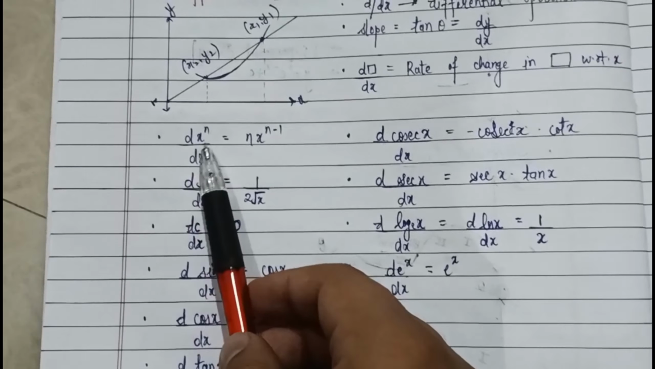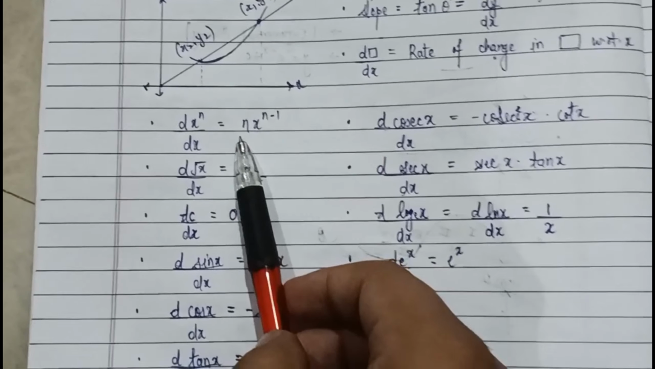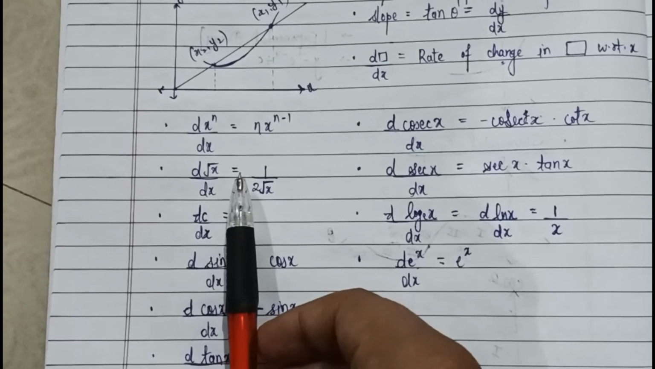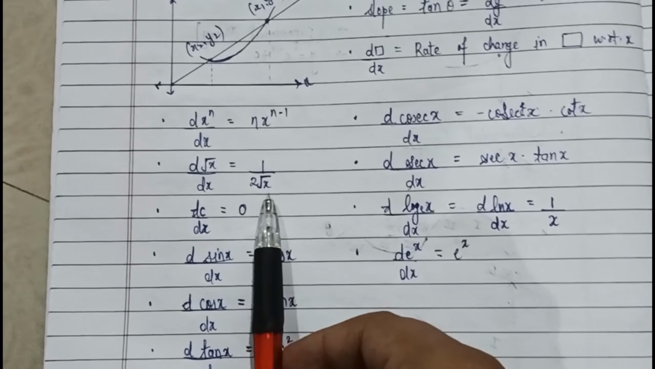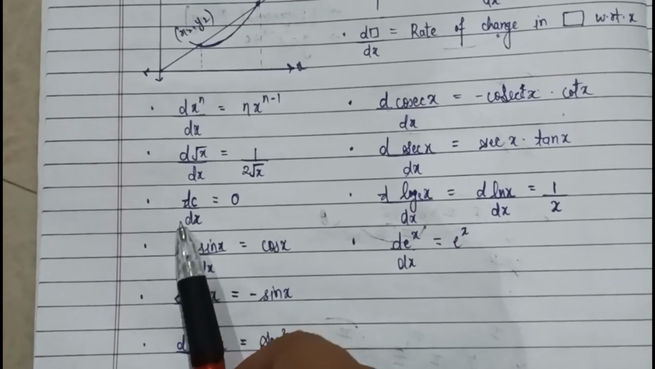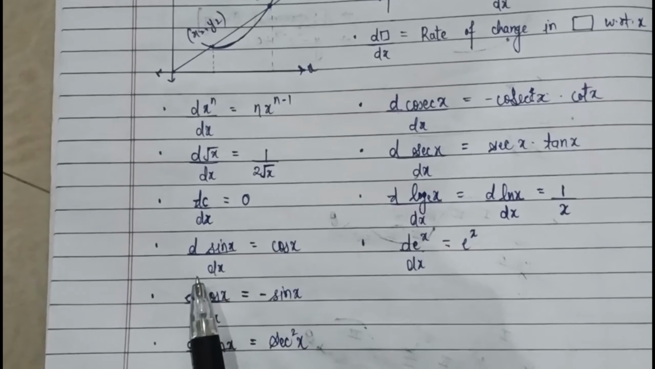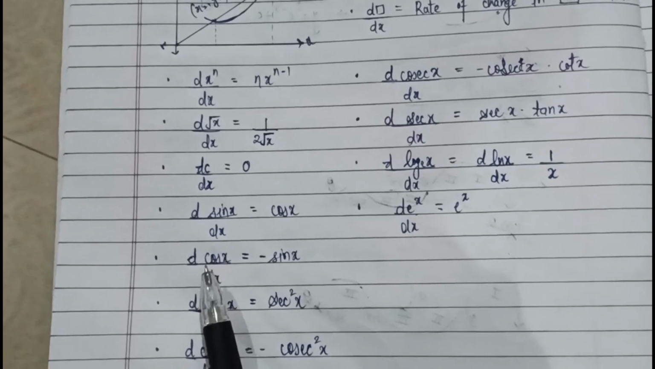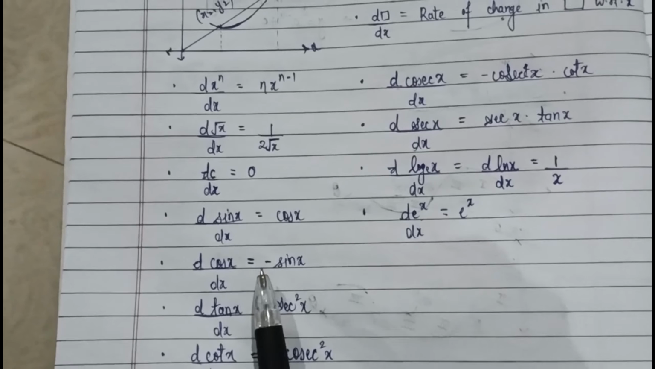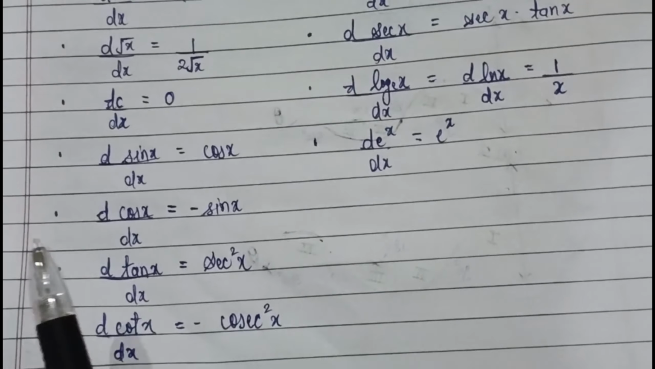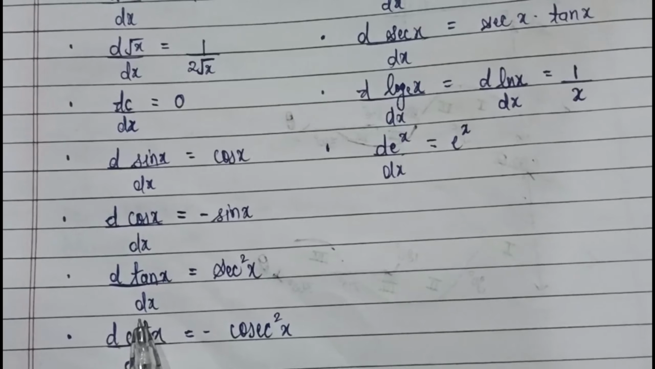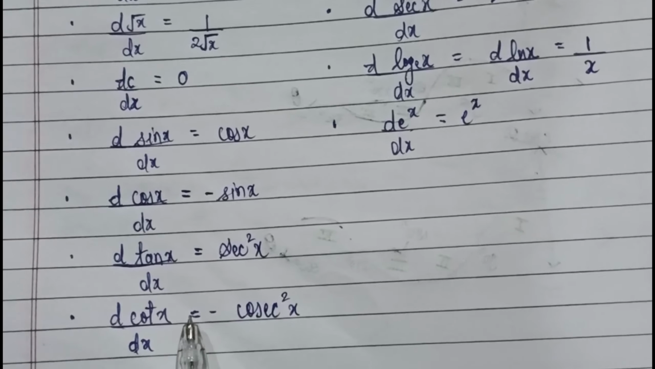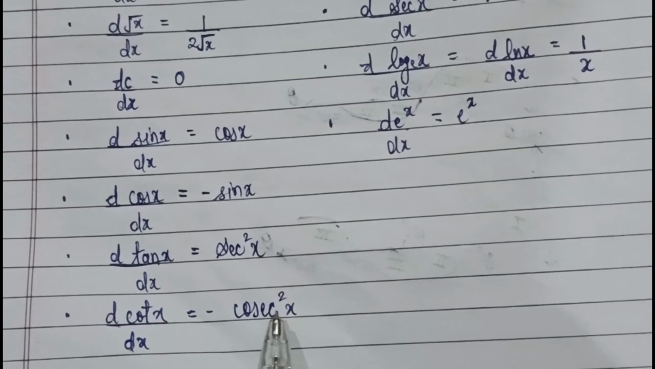First, d of x power n upon dx is equal to n x power n minus 1. d of under root x upon dx is equal to 1 upon 2 under root x. d of constant upon dx is equal to 0. d of sin x upon dx is equal to cos x. d of cos x upon dx is equal to minus sin x. d of tan x upon dx is equal to sec square x. d of cot x upon dx is equal to minus cosec square x.